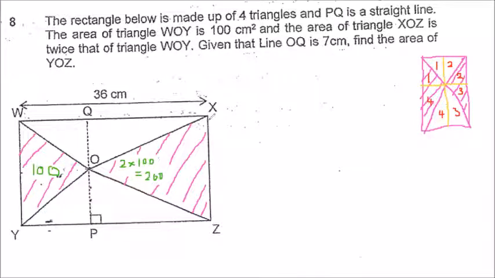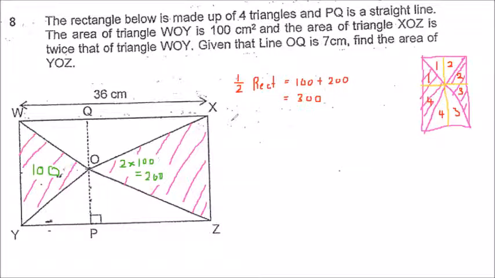Okay, so find the area of YOZ. In this case, we know that half of the rectangle is the two shaded pink triangles. So half of the rectangle equals 100 plus 200, that will give us 300. And we know that these two unshaded triangles are also going to be 300.